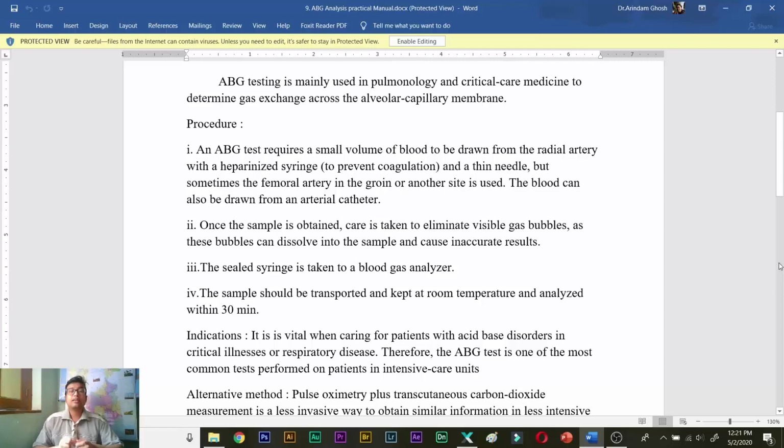And lastly, one most important thing is the whole thing should be done in a hurry, that is known as POCT or point of care testing. That is, the ABG machine is always present at the bedside near the patient, that is inside the ICU.